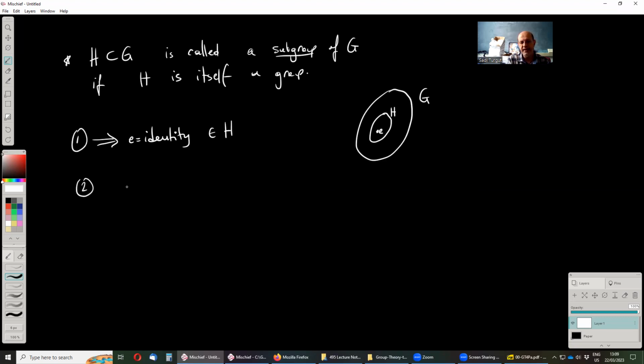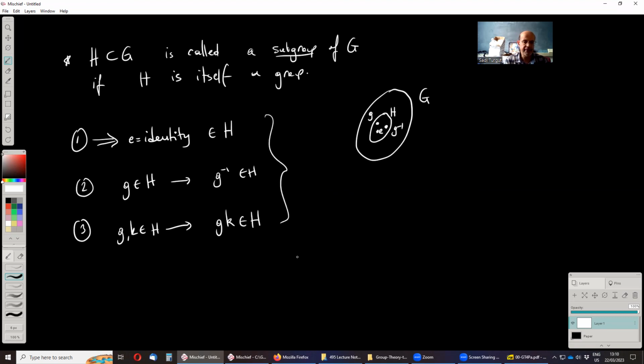The second thing is that if g is in H, then the inverse should also be in H, because every element within the group should also have an inverse within the group. So the inverse of every element within H should also be in H. And number three, if g and k are in H, then g times k is in H as well, so their product is also in H. As a result, for a subset to be a subgroup, all three properties should be satisfied.